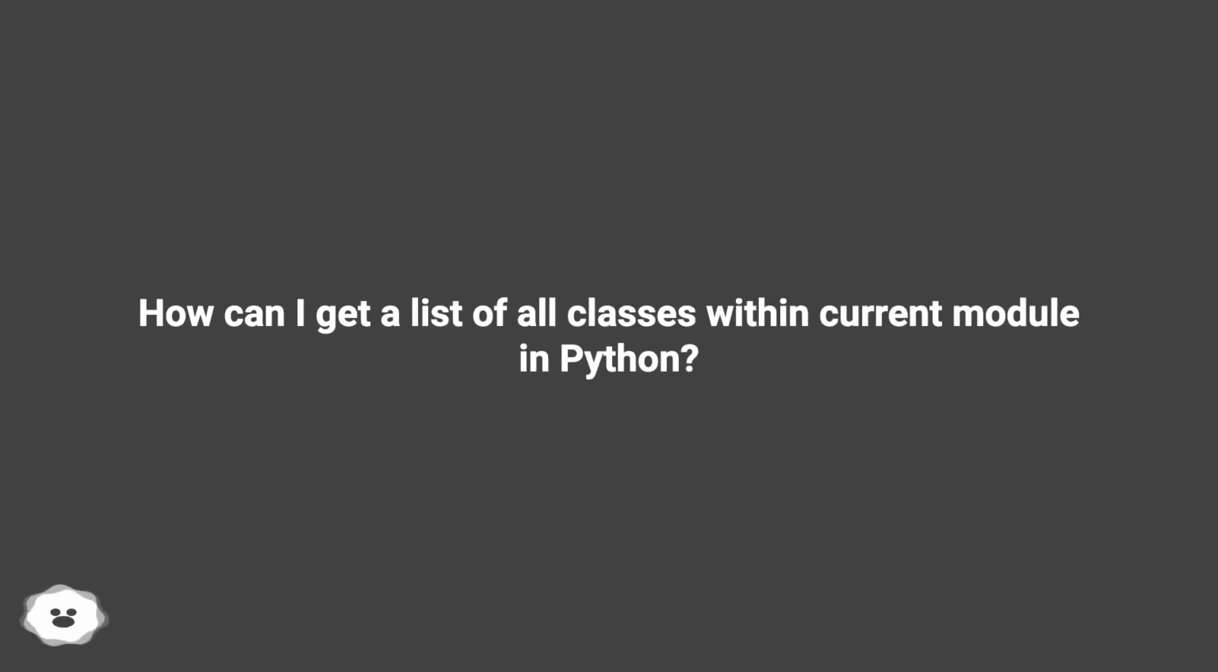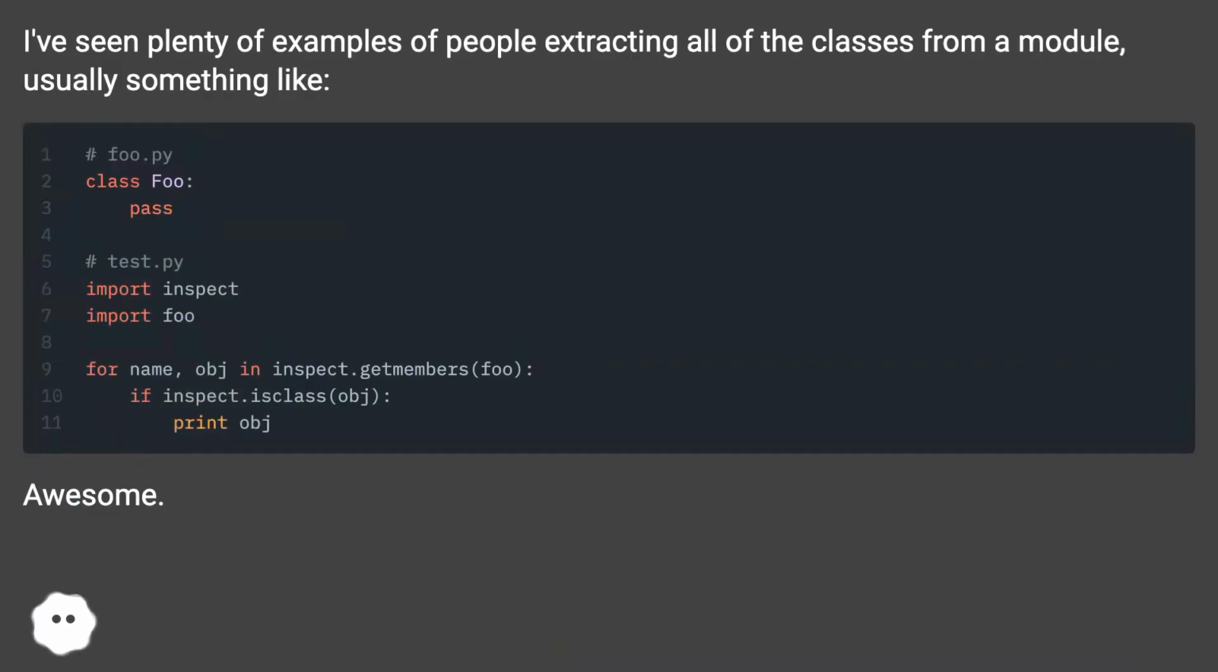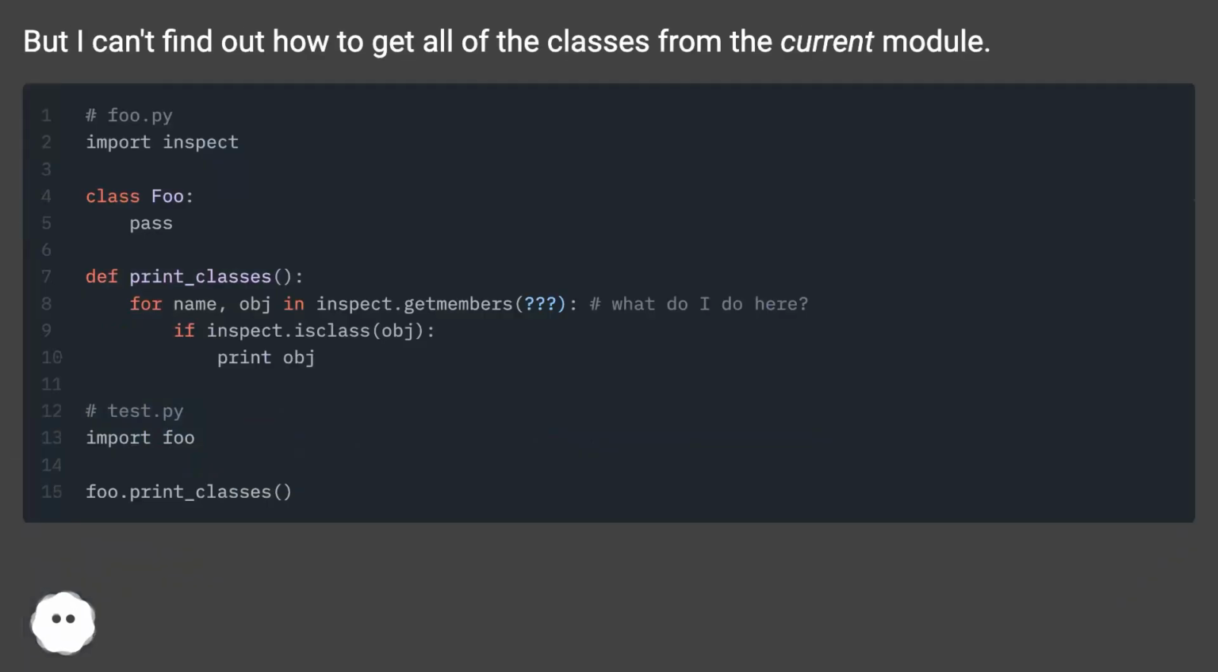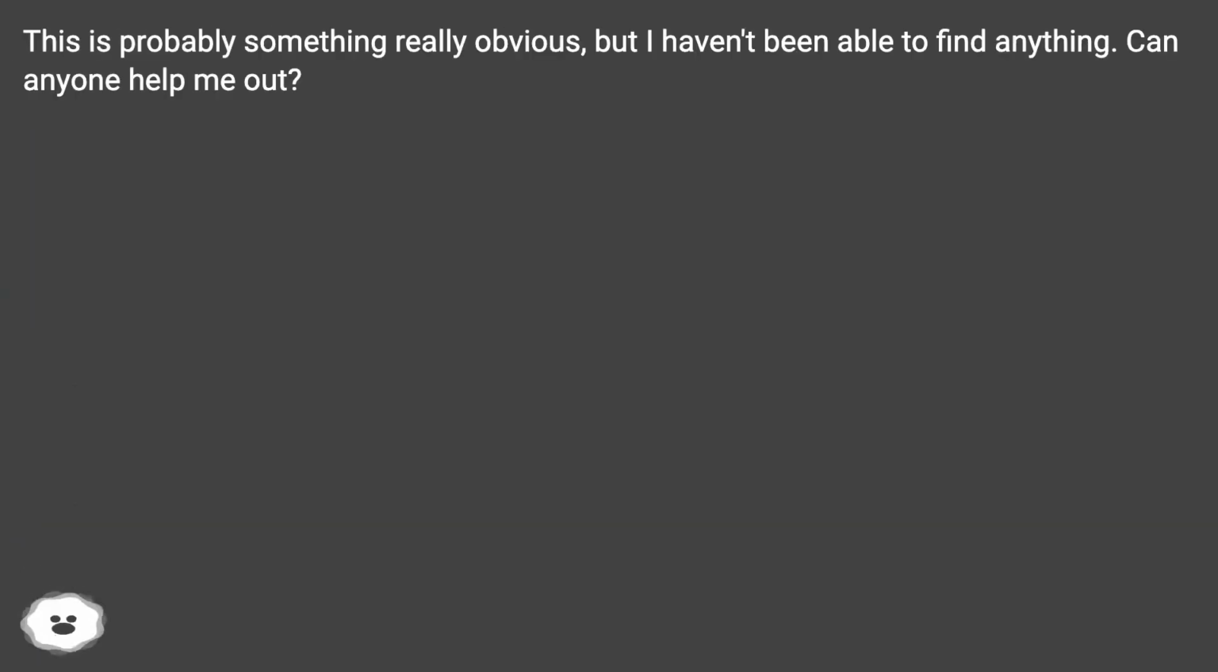How can I get a list of all classes within the current module in Python? I've seen plenty of examples of people extracting all of the classes from a module, usually something like awesome. But I can't find out how to get all of the classes from the current module. This is probably something really obvious, but I haven't been able to find anything. Can anyone help me out?